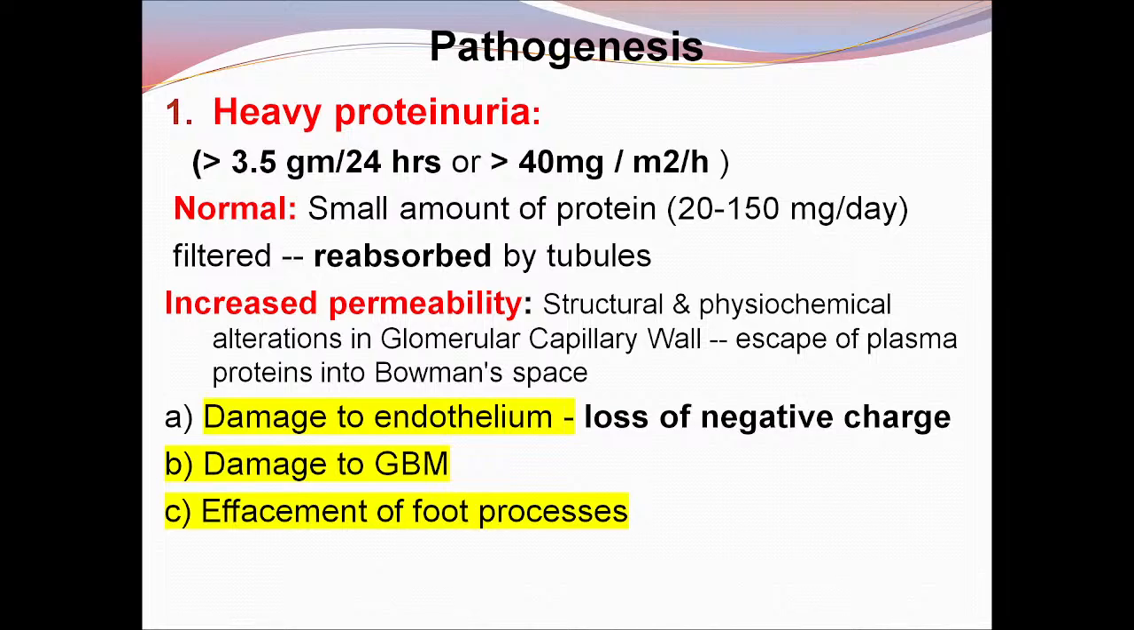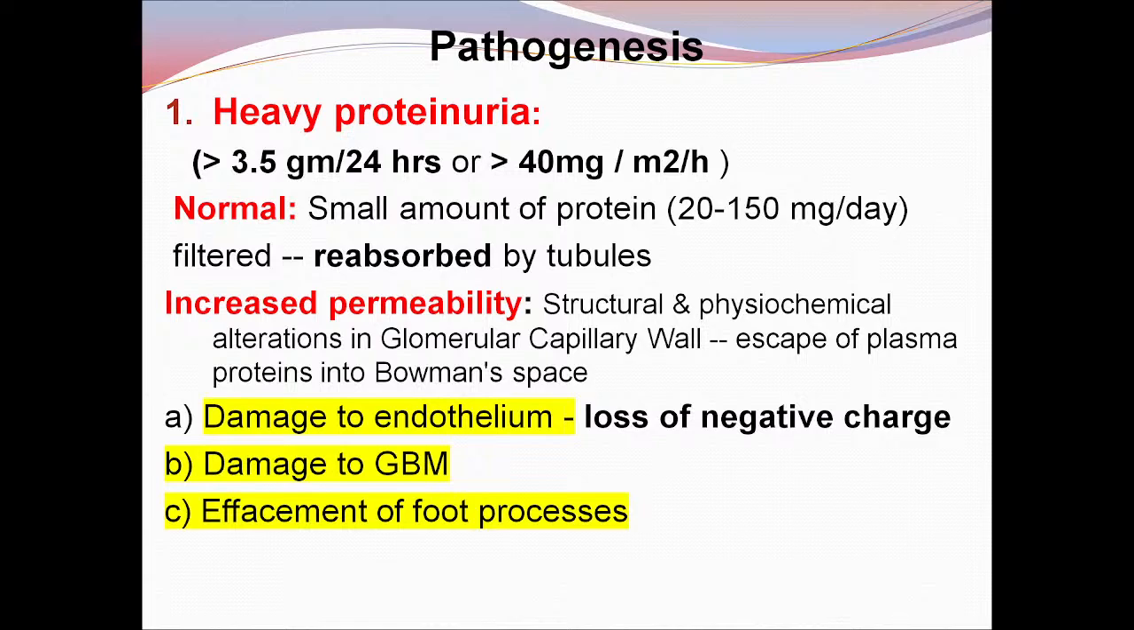Heavy proteinuria quantitation we have already seen. So, what is the normal amount of protein released? A lot of protein is filtered, but it is reabsorbed by the tubules, and only about 20 to 150 milligrams of protein is present in the urine; otherwise it is pathological. Okay. So, why are we getting increased proteins? It is because of structural and physicochemical alteration in the glomerular capillary wall.